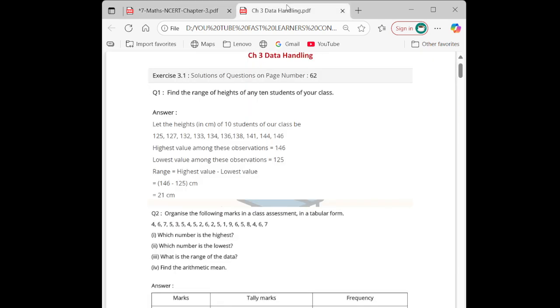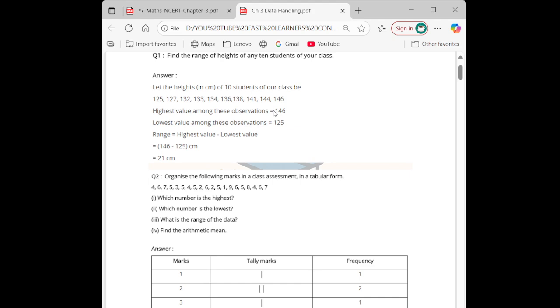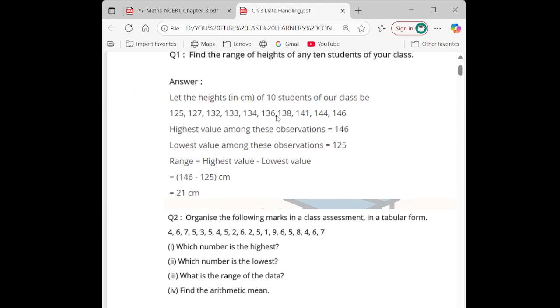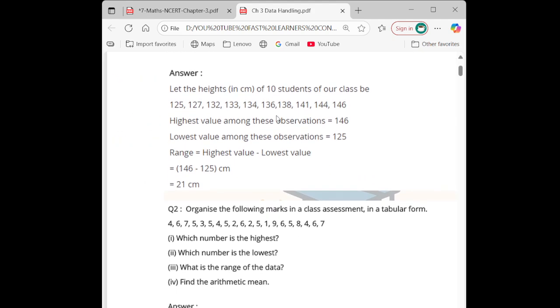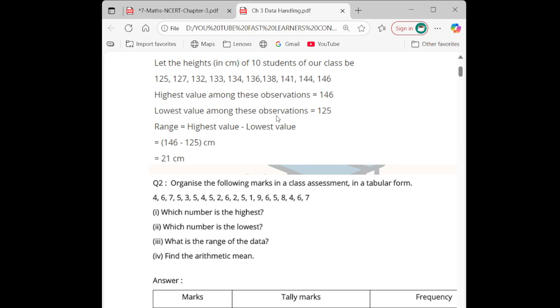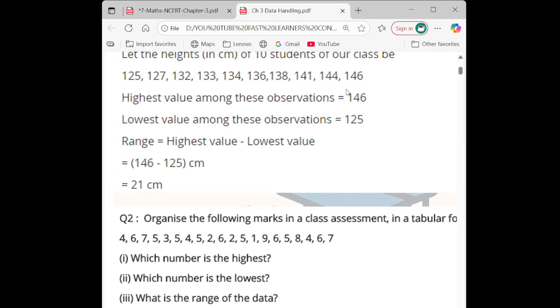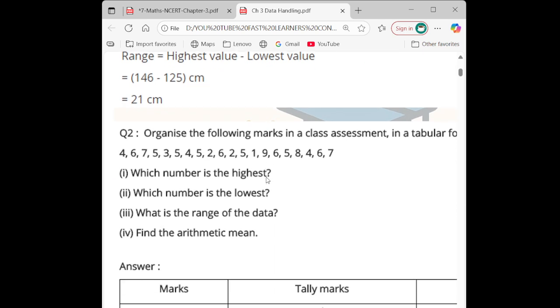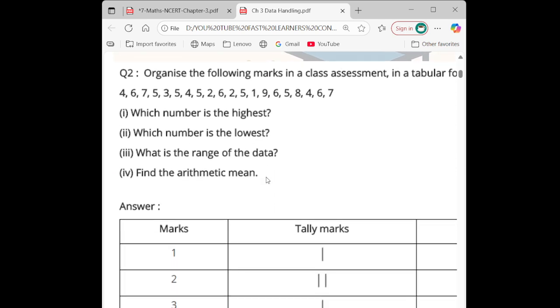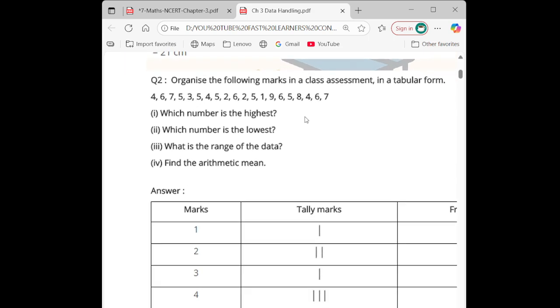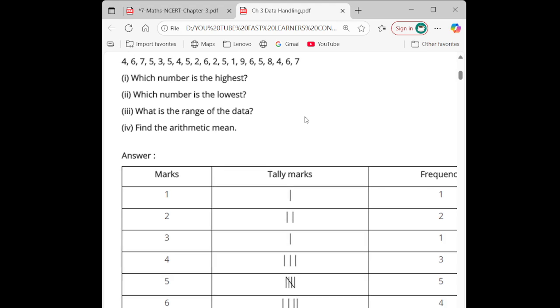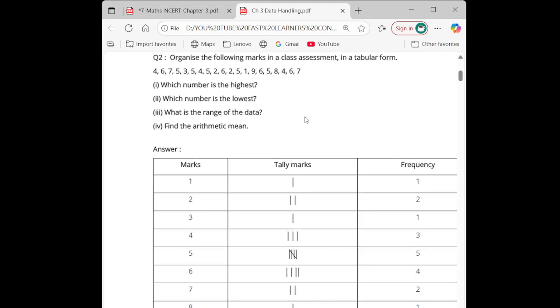Let me show you here, 3.1. See, you have to find out the range of heights of 10 students of your class. So you can select any 10 students or any 10 height numbers you can take and then find out the range. The second question is to organize the following marks in class assessment in a tabular form, and then some questions are given.